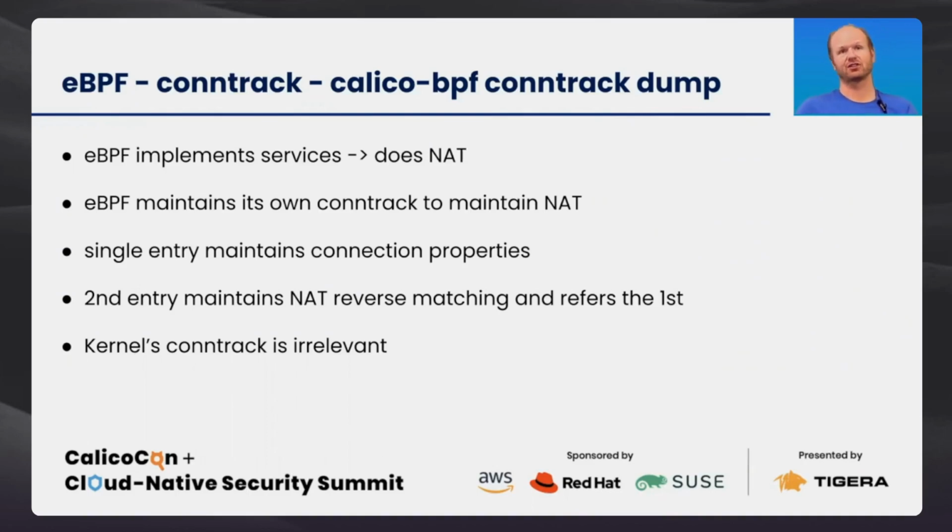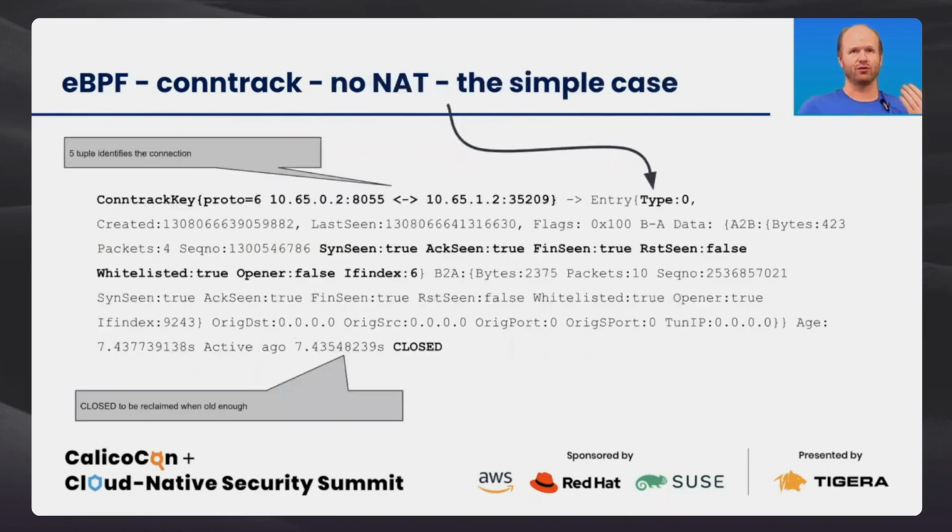We use a single entry that maintains connection properties. And we use a second entry if the connection is going through a service. The kernel's conntrack is mostly irrelevant, but there are some exceptions which I will touch on later on. So if you use the Calico BPF utility to dump the conntrack, you will get lines like this one. This is for the simple case where the connection doesn't go through NAT. That connection would have a single entry only.